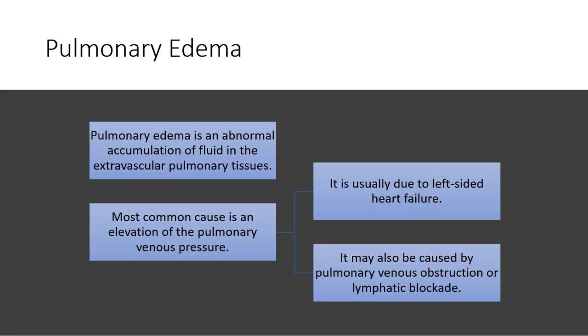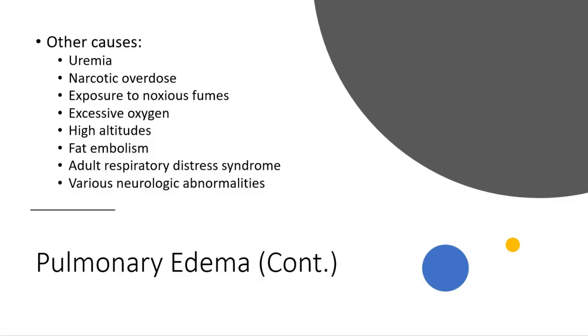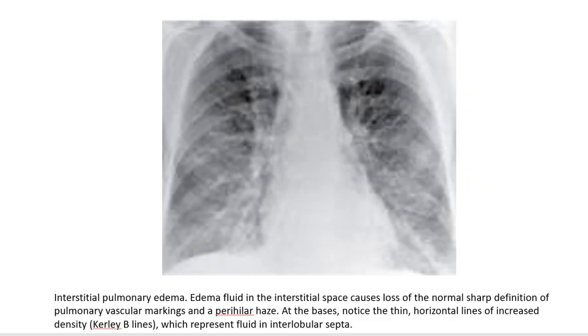All right, pulmonary edema is an abnormal accumulation of fluid in the extravascular pulmonary tissues. The most common cause is elevation of the pulmonary venous pressure. It's usually due to left-sided heart failure. It may also be caused by pulmonary venous obstruction or lymphatic blockade. Other causes: uremia, narcotic overdose, exposure to noxious fumes. Excessive oxygen can cause this, high altitudes, fat embolism, adult respiratory distress, and various neurological abnormalities.